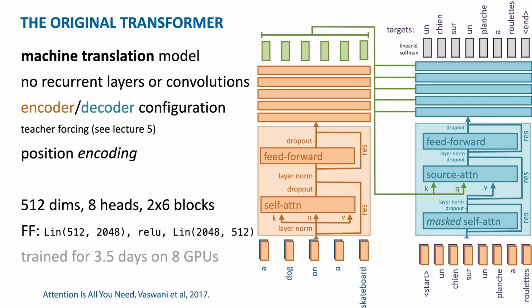The original transformer looked like this. So this is quite a complicated and convoluted architecture. But don't worry, things will only get simpler from here on. And this model was introduced in a paper called Attention is All You Need from 2017.